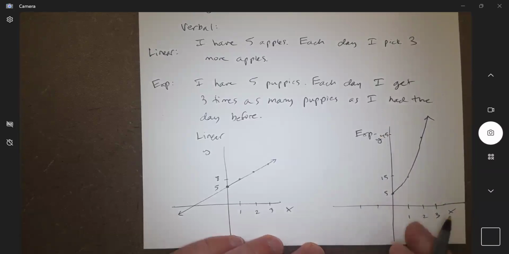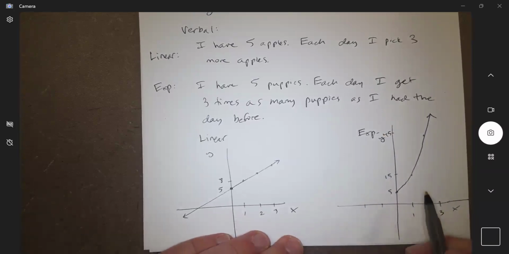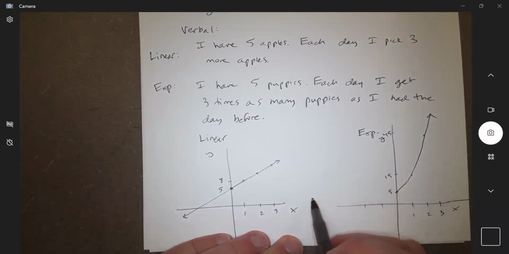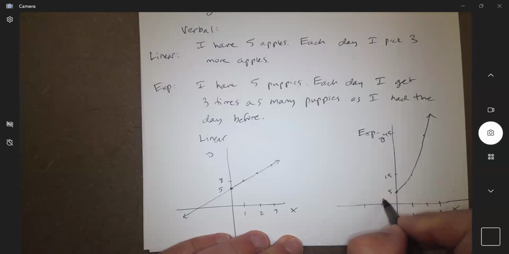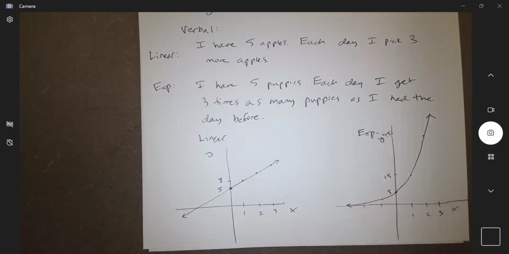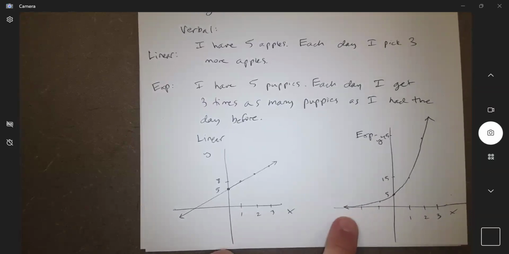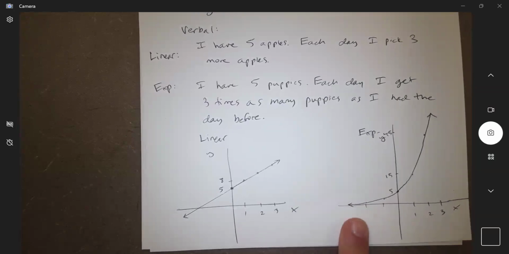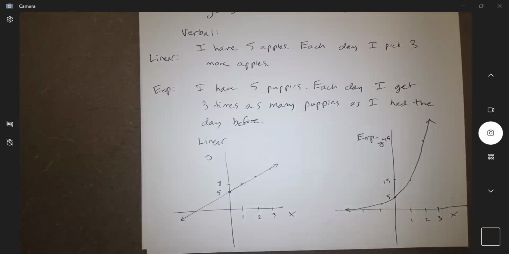Now, if we went the other way, you can check your table. But if I'm multiplying as I increase x, I'd be dividing as I decrease x. So now I'm down to 5/3 and then 5/9. But notice, no matter how many times I divide by 3, it's still going to be a positive number. Because if you're dividing by a positive number, you're still going to have a positive number. I never actually get to the x-axis. But we can't really tell. At a certain point, I'm not going to have 5/81 of a puppy.